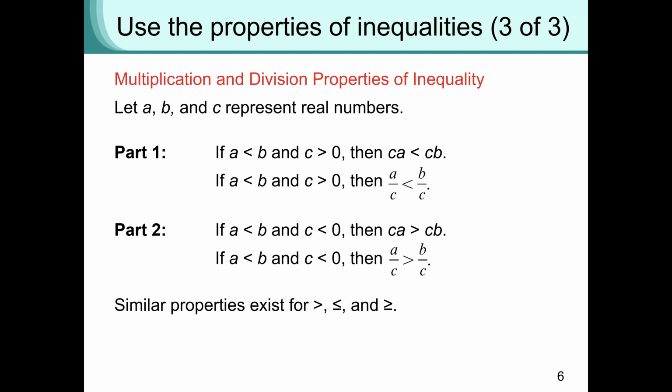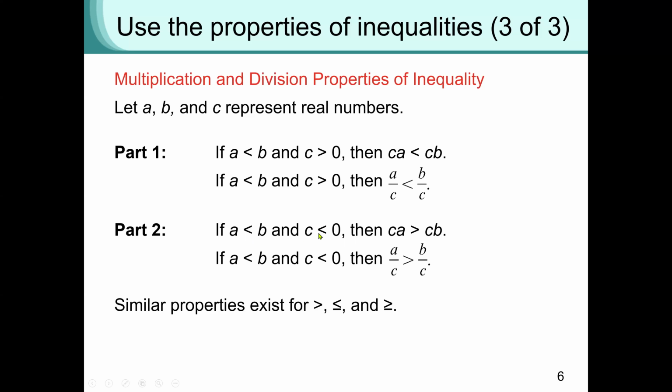Now, if I have negative 2x greater than 5, then I have to divide the inequality by a negative value. So negative 2 will cancel negative 2, and we are going to have 5 divided by negative 2. But now the sign will change. So instead of x greater than 5/2, it will be x less than negative 5/2. So that's the part 2 rule.